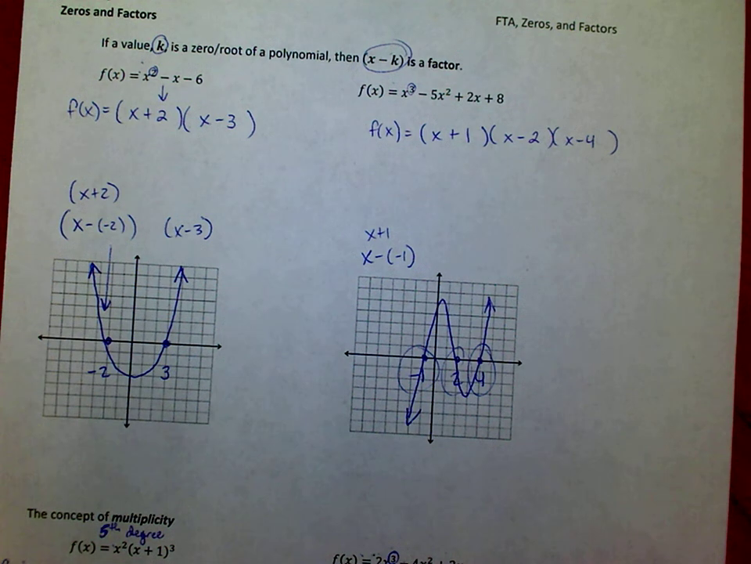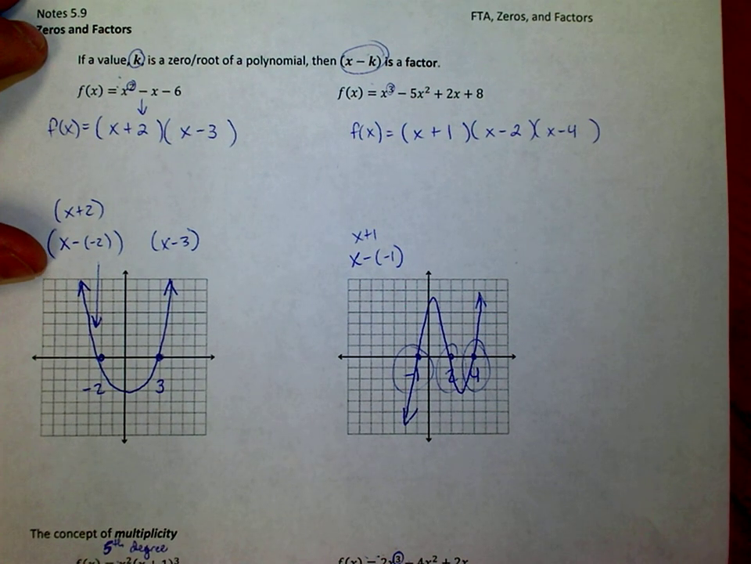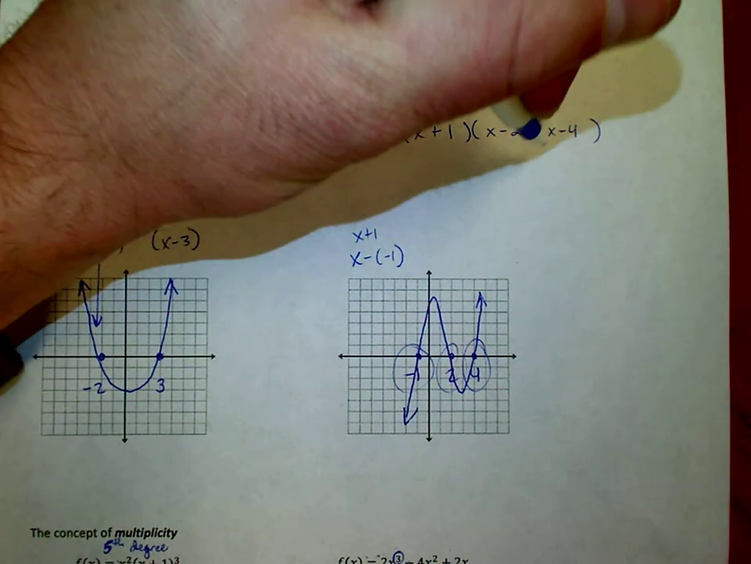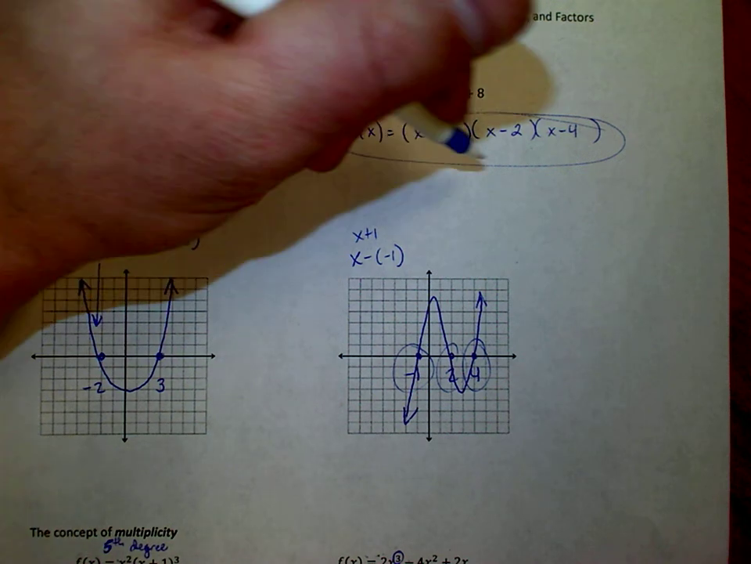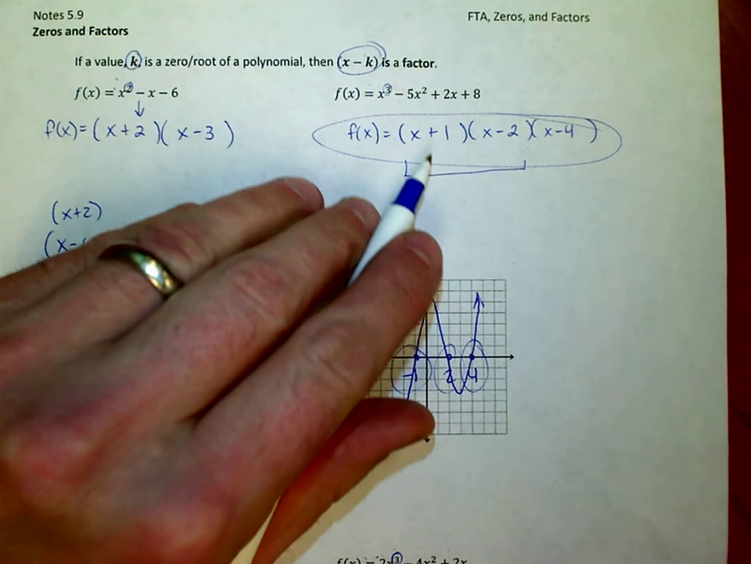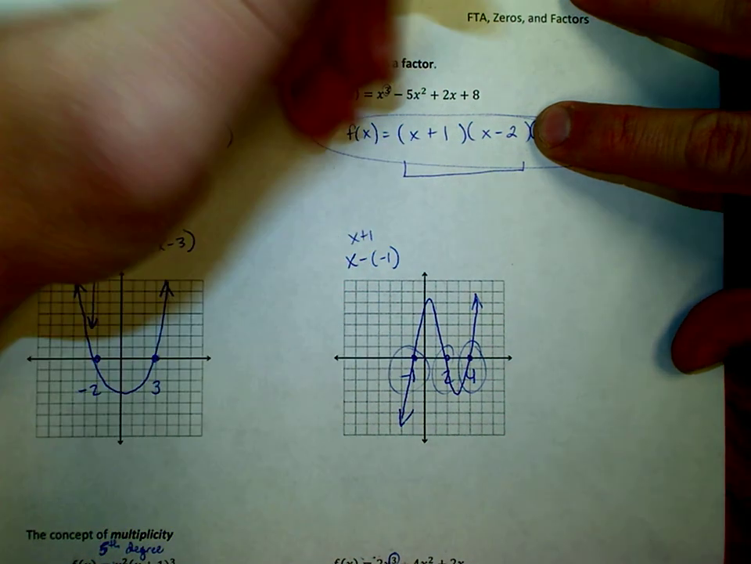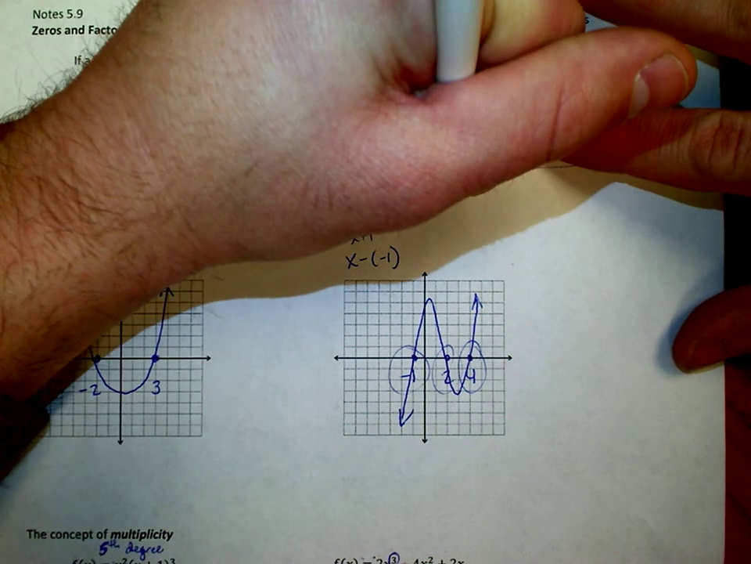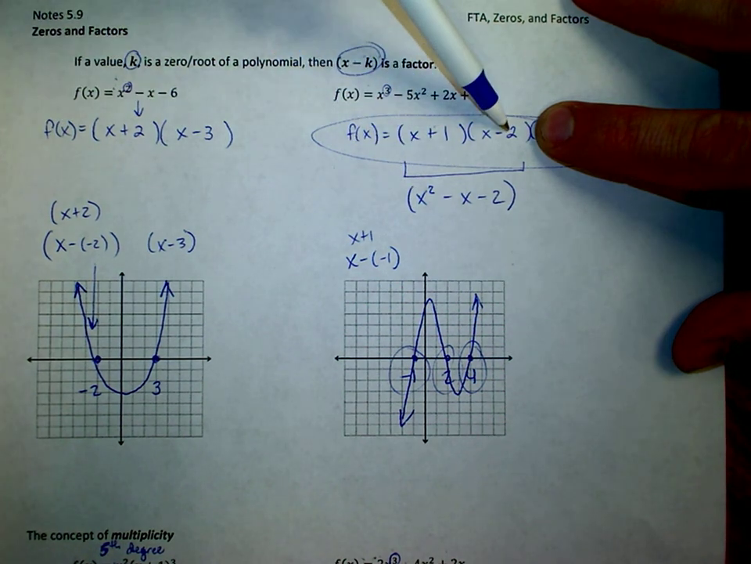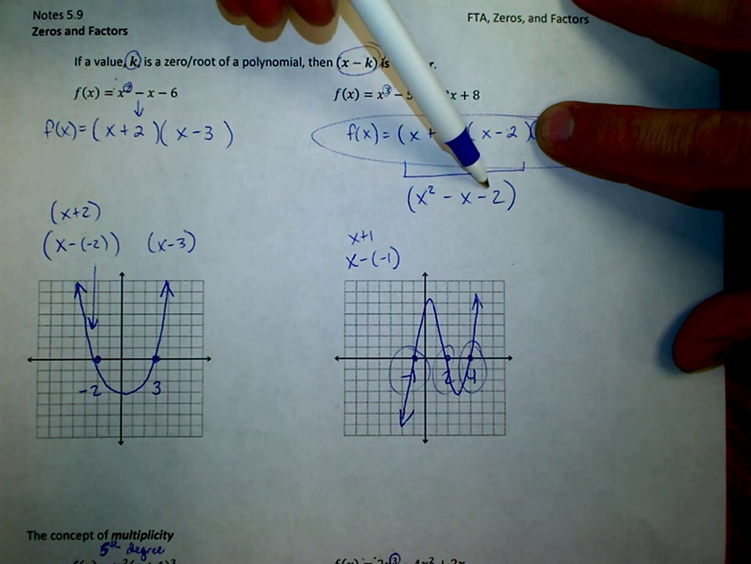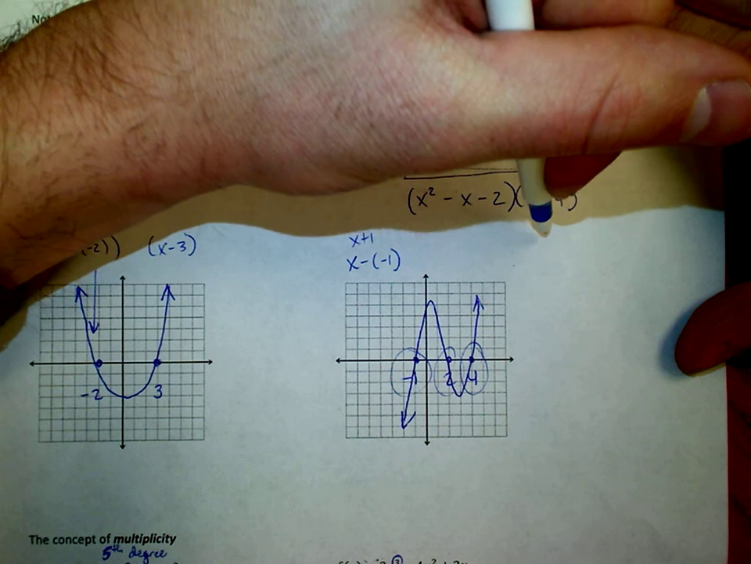If you don't believe me, you don't need to keep watching after this, but if you want to see me foil this out to verify the answer, you can stick around. I'm going to work through it quickly. This would be the answer. I've written it in factored form, so I'm done. But if I just wanted to check it, I would take the first two factors and multiply them together. That gives me x squared minus x minus 2: two numbers, 1 and -2, add up to -1 and multiply to -2. I would need to multiply that times x minus 4.